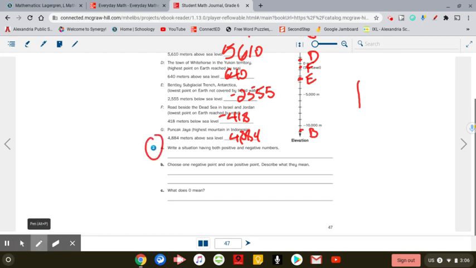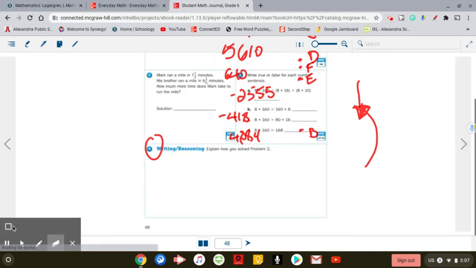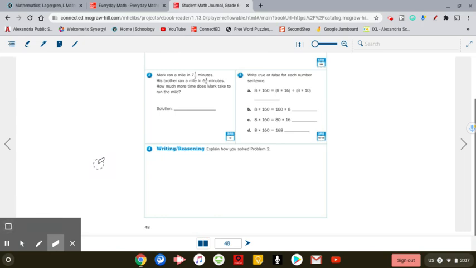Choose one negative point and one positive point. Describe what they mean and describe what 0 means. You can use sea level like above. You could use a different example that we talked about the other day, whether it be temperature, money, weather, sea level, etc. So there you go. If we look at the next page, here's your math boxes and you're good to go.